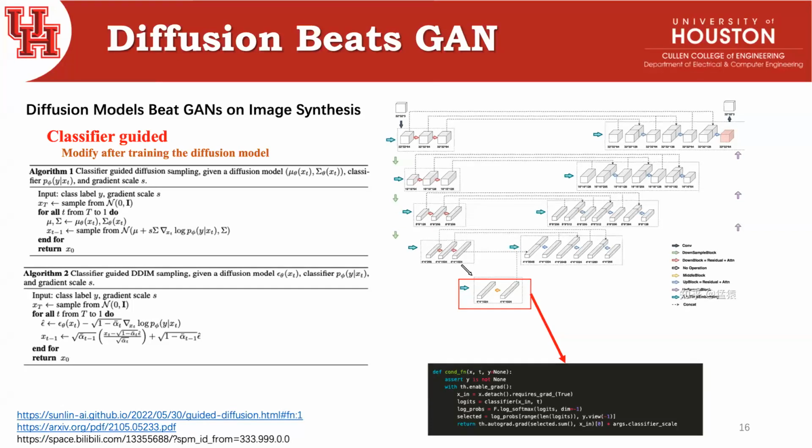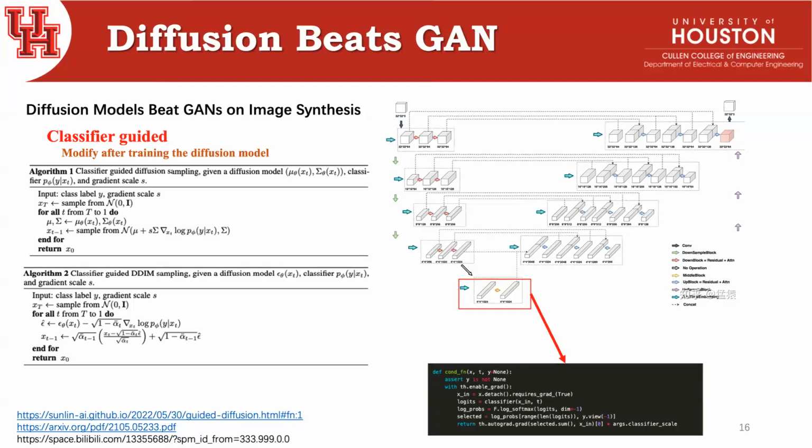So in this model, they train a classifier to identify what this picture is. Like, okay, this picture is a cat. So they train another model, a classifier, and they identify, okay, this picture is a cat, and this picture is a dog. And when they do the sampling, they will use this classifier to guide this diffusion, to guide this generation process.